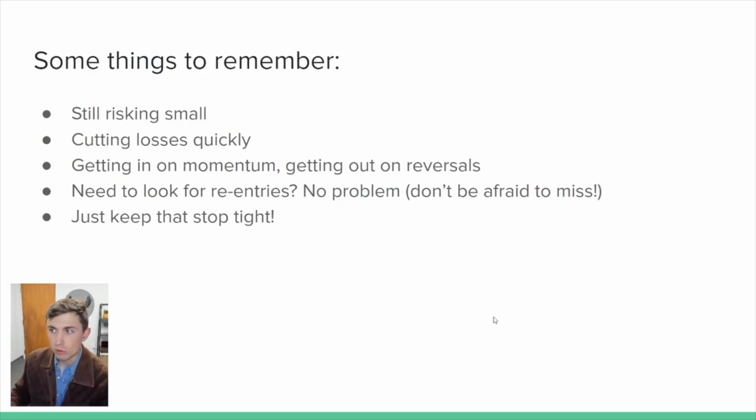So again, we're looking for a couple things, not just a technical bias, but a big fundamental catalyst oftentimes is imperative to a strong short position. So a couple things to think about here. We're still risking small. We're still cutting losses quickly. We're looking for momentum and we're looking to get out quickly if it doesn't. If it gets out on a reversal, no problem. We can look for re-entries. We're looking for the momentum to continue to carry on, or we're out of there. And keeping that stop loss very tight.